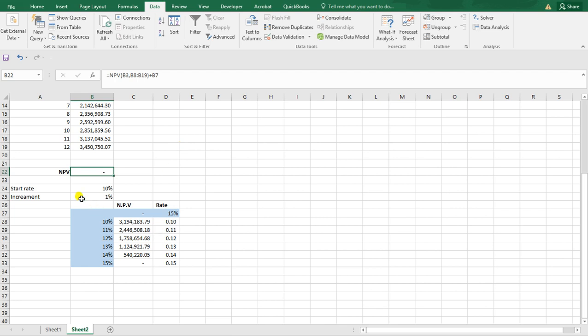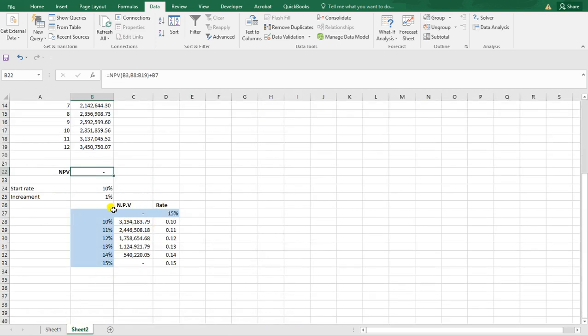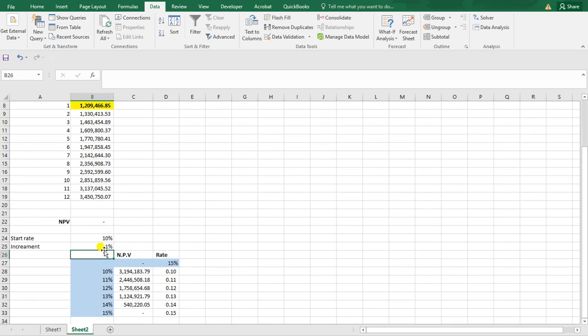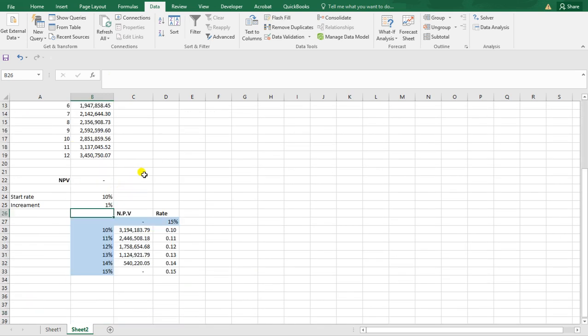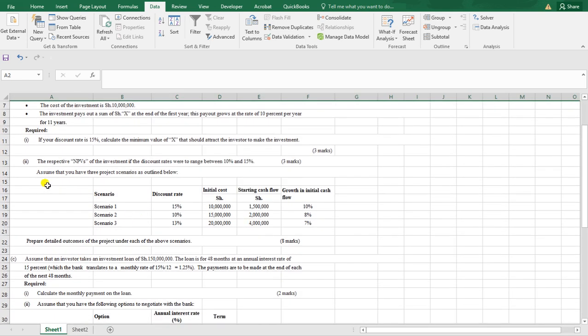So basically, these are what you're supposed to do in part 2 of the question: the respective NPVs of the investment if the discount rates were to range between 10 to 15%. So basically, we've used a one variable data table, and this is the solution. Once you are done with that bit, proceed to the next question. Assume that you have 3 project scenarios as outlined below.